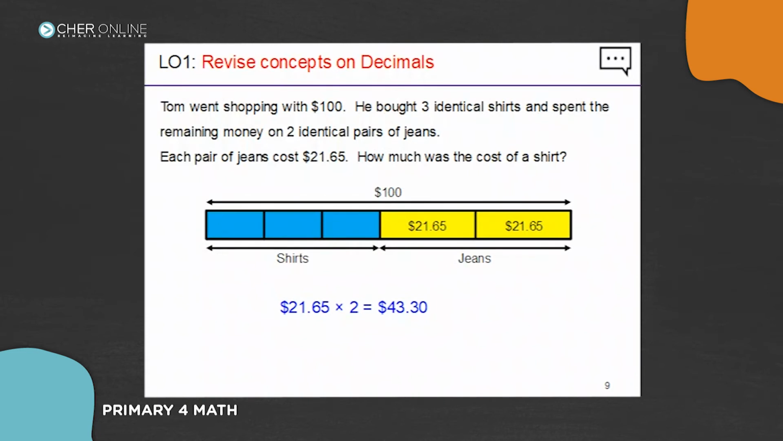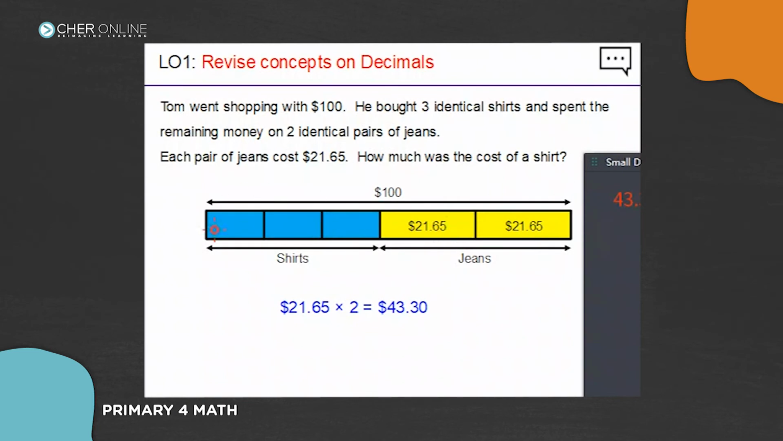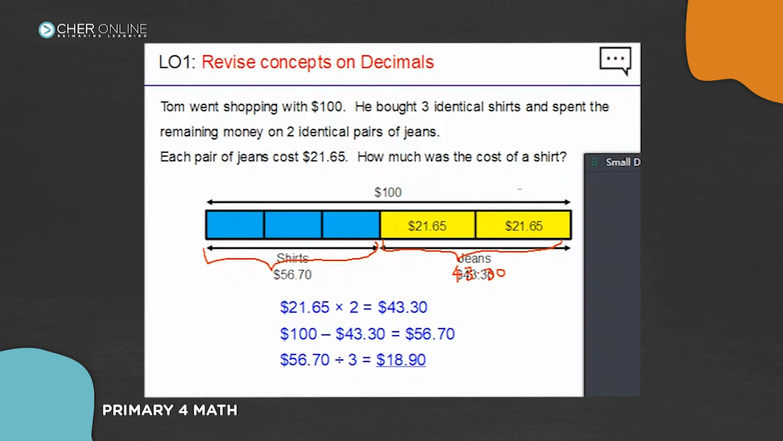Okay, you want to try again? We now need to find the price of 3 shirts. We need to find the price of 3 shirts. Can you see this 2 is $43.30. So now, yes, we find this 3 shirts first. Then after that, we divide by 3. Yes. So we minus, we got $56.70. And then our final answer is $18.90.